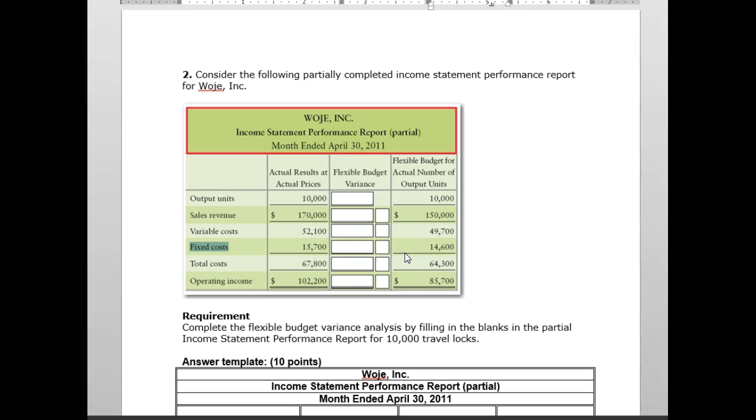These are going to be differences in materials and costs. So here's the actual results at the actual prices. Here's the actual number of output units. So output units 10,000, 10,000. We're good to go. Now we budgeted 150,000 for revenue and we had 170,000. So there's a difference of $20,000, correct? Is that favorable or unfavorable? Well, we're getting more than we had, so in this case it's favorable.